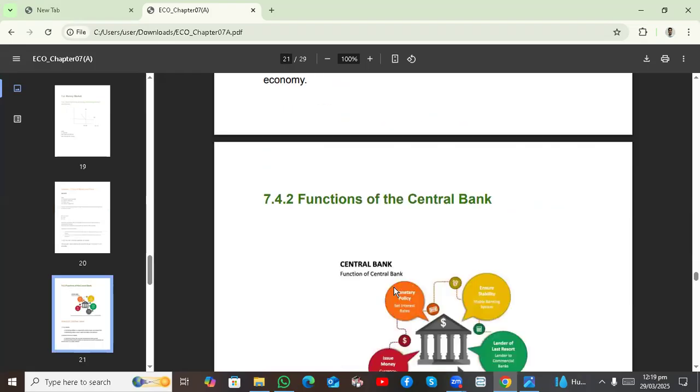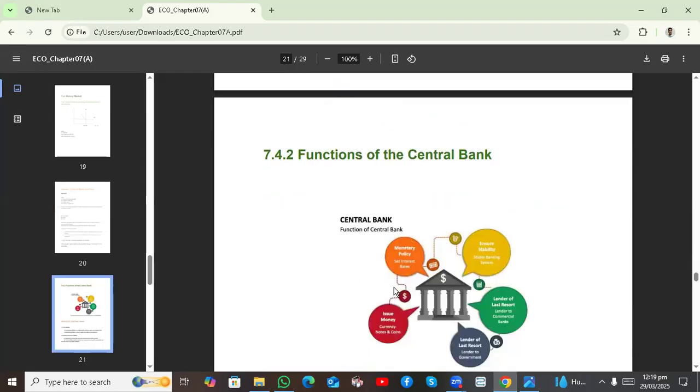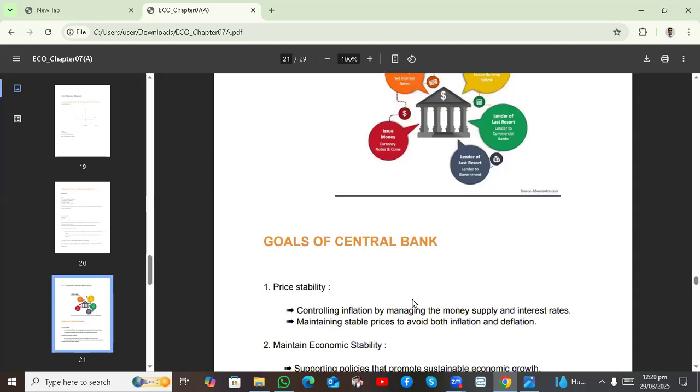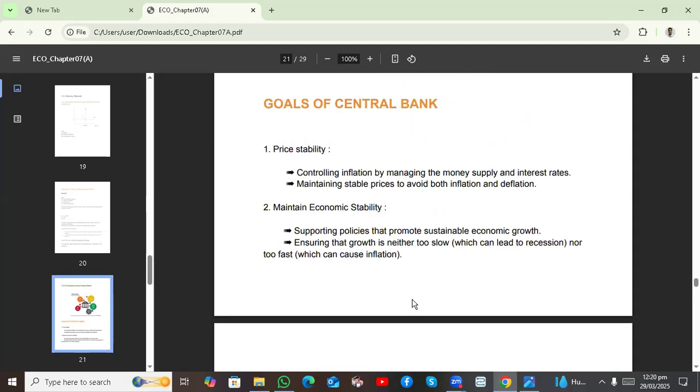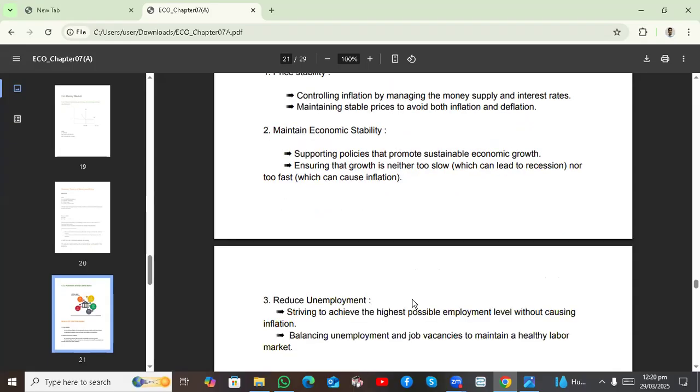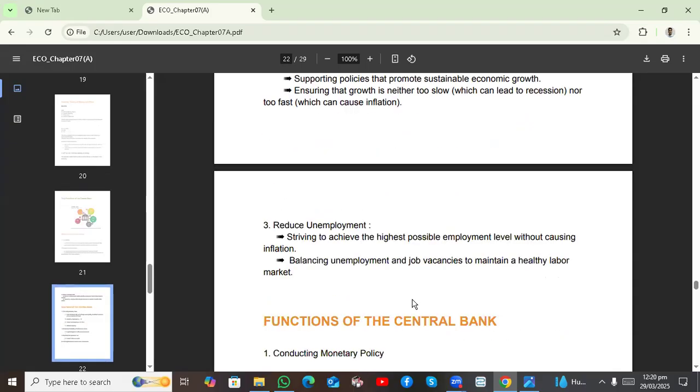So now we're going to discuss the functions of the central bank. The main goal of the central bank is price stability. So the goals of the central bank: price stability, maintaining economic stability, and reducing unemployment.